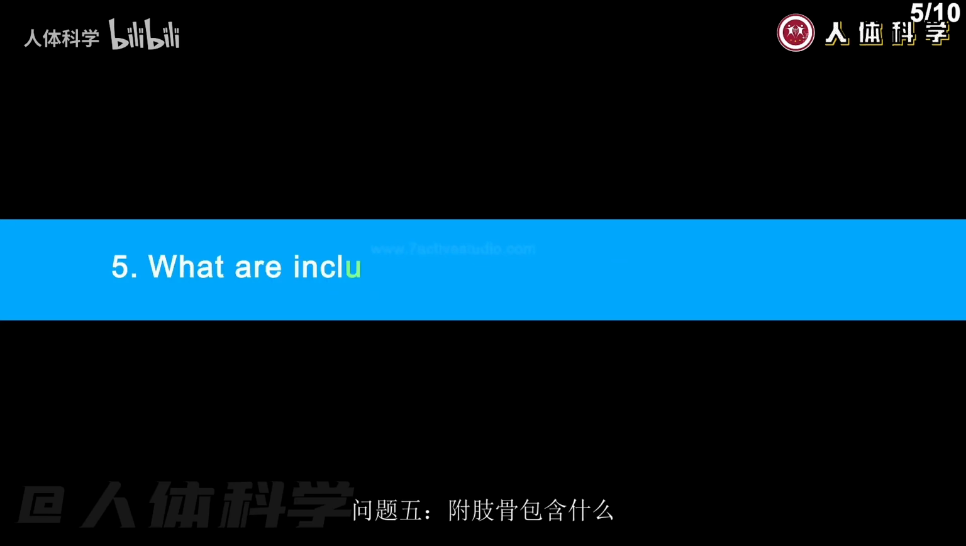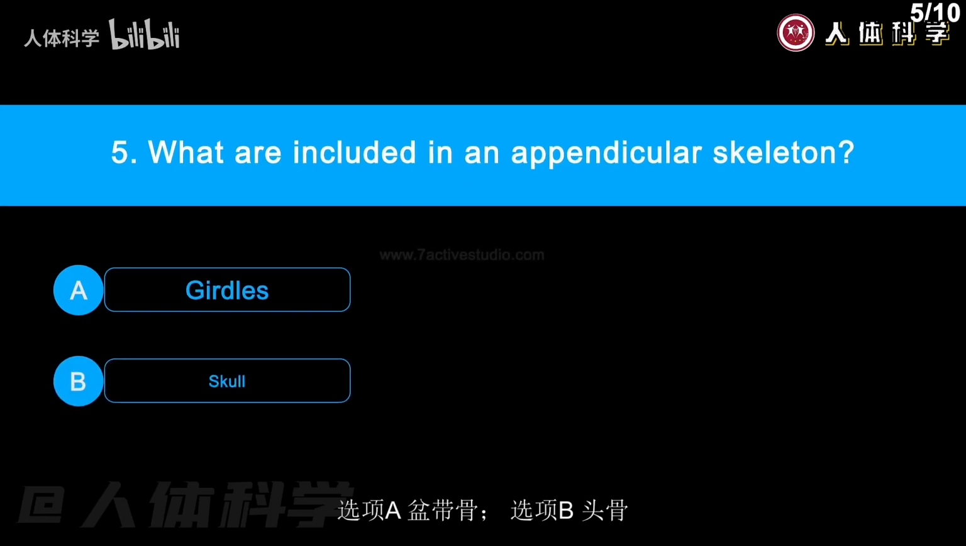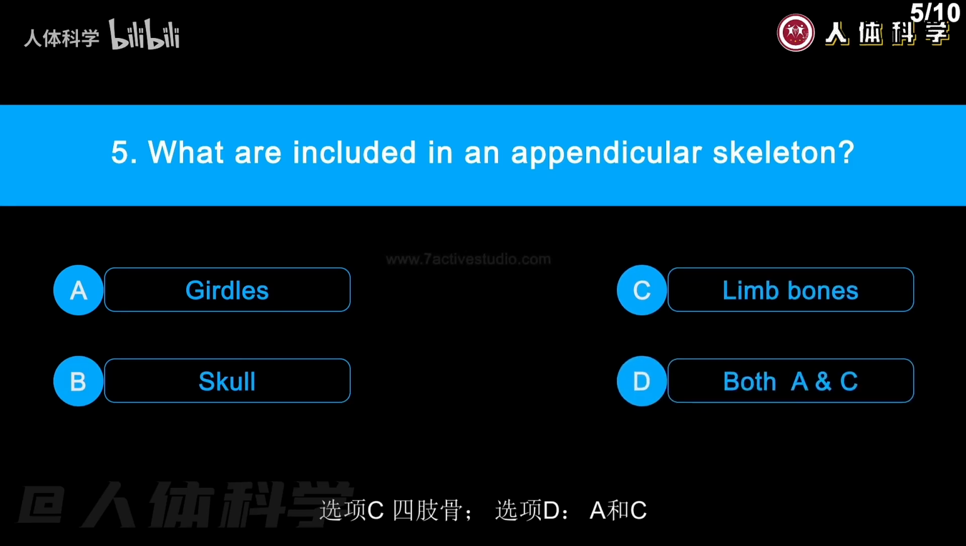Question 5. What are included in an appendicular skeleton? Option A, girdles. Option B, skull. Option C, limb bones. Option D, both A and C.